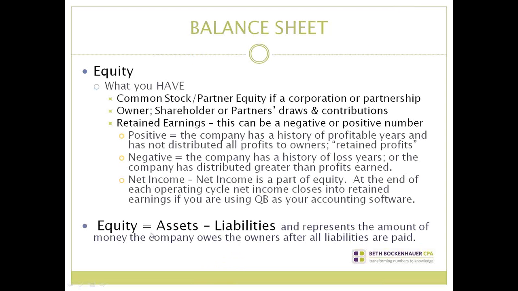So the calculation for the balance sheet is basically equity equals assets minus liabilities, and it represents the amount of money the company owes the owners after all the liabilities are paid. It's basically what you have left over. And if you think about a house, especially in this market where there's a lot of talk about being upside down, that means that we owe more than we own. So if we took the cost of your home and subtracted what you owe on it, the difference is what we have, negative or positive.